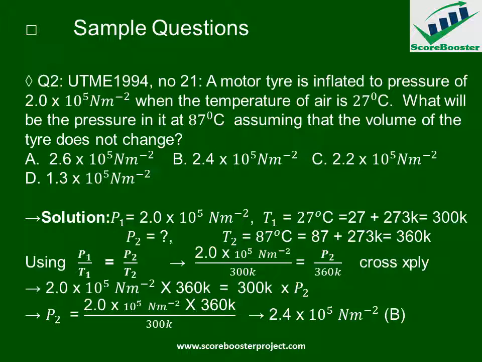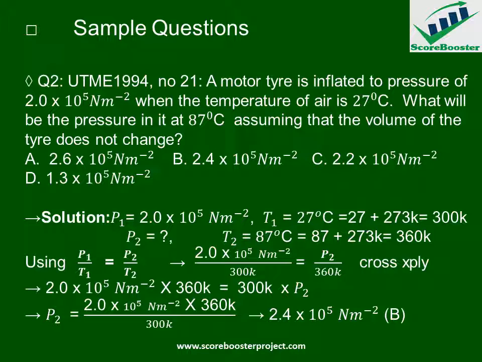So we're given option A in this case to be 2.6 times 10 raised to the power 5 Newton per meter square. Option B is 2.4 times 10 raised to the power 5 Newton per meter square. Option C is 2.2 times 10 raised to the power 5 Newton per meter square, while option D is 1.3 times 10 raised to the power 5 Newton per meter square.